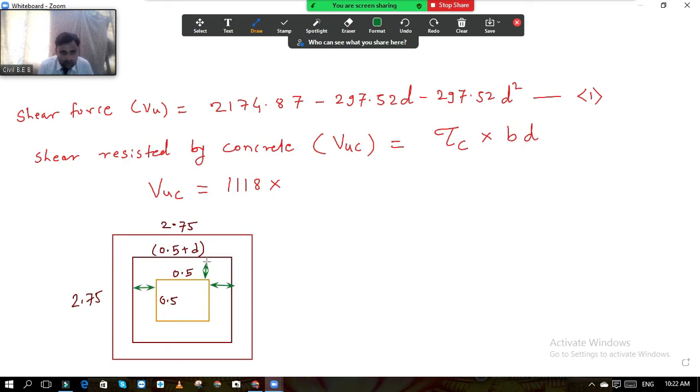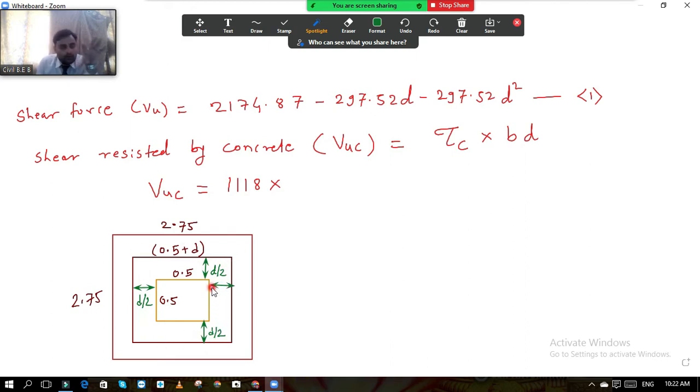Similar is the thing at the top also. So this much area will try to punch through the footing. This is d by 2, d by 2, this is also d by 2. This vertical side is also 0.5 plus d. Now imagine, because of the punching action of the column, this whole area is punched through this footing.